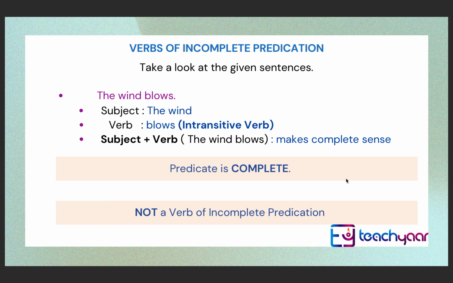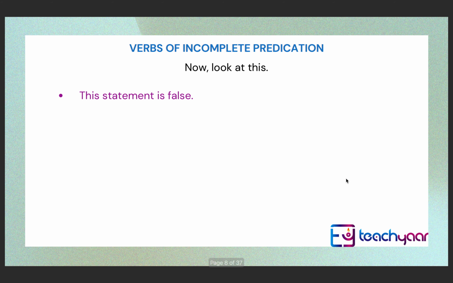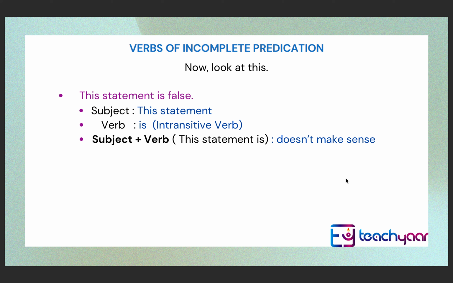So, what is a verb of incomplete predication? Let us see. Look at this sentence. This statement is false. Identify the subject. This statement. Verb, is. Now, if you take the subject and verb together, we have this statement is. Of course, is an intransitive verb. But when you take subject and verb together, this statement is. Does it make sense? It doesn't make sense because it is incomplete. You need some other word there.